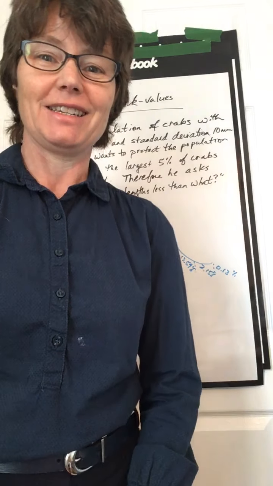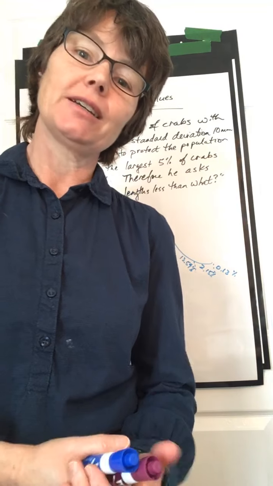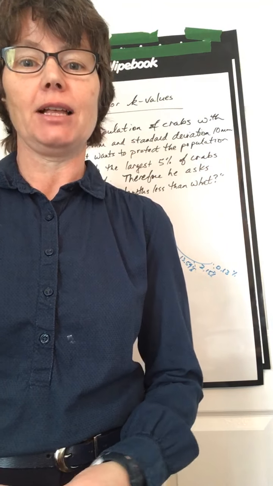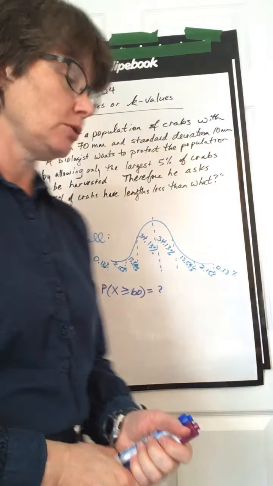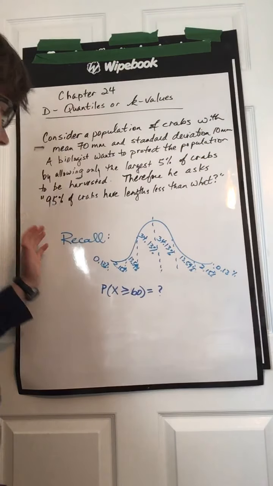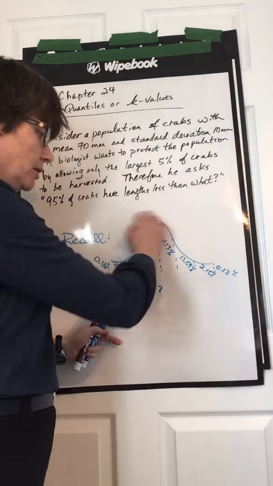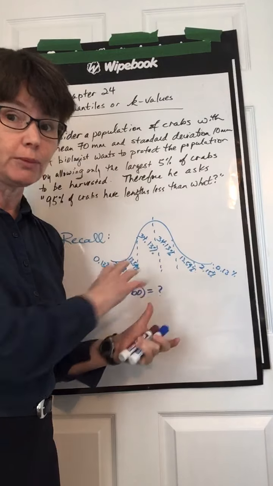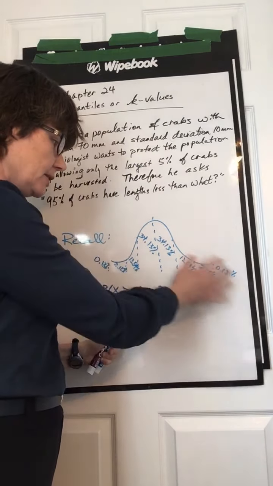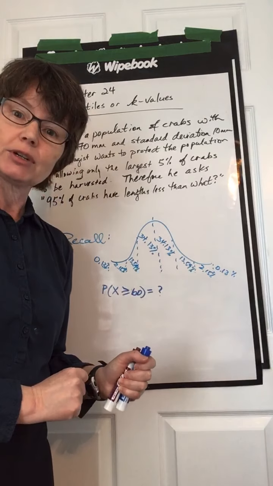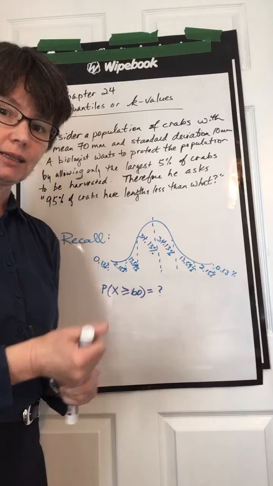Hello everyone, we are starting our last section of our curriculum 24D, where we're talking about quantiles or k-values within the normal distribution or within the standard normal distribution. Let's recall what we have been doing so far. We've been looking at the standard deviation, the normal distribution and the standard normal distribution. They both have the same shape with the same percentages of data within each range of the mean and standard deviation.